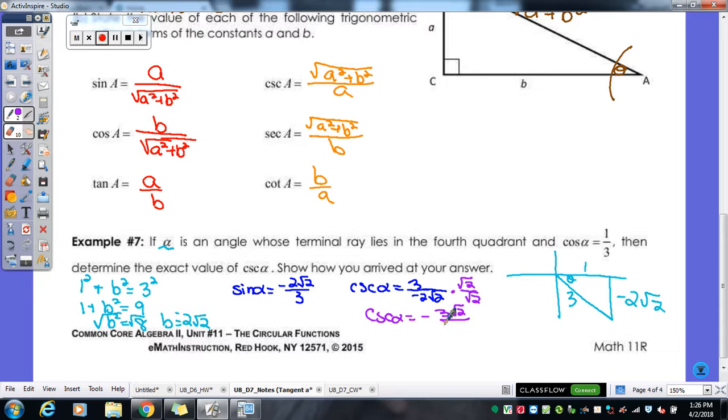So we would get 3 radical 2 in our numerator. And then what's radical 2 times radical 2? 2, and then times this 2, negative 4, and I already got my negative out in front there. So there's our cosecant.